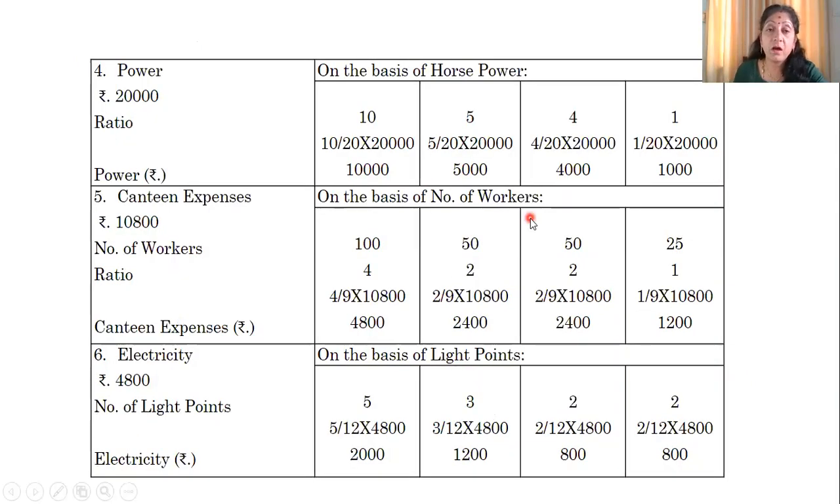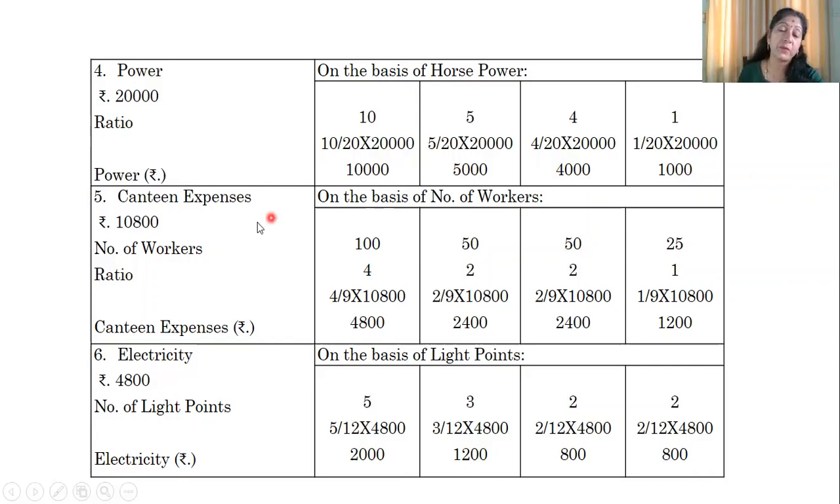Next, power on the basis of horsepower. That is 20,000. The ratio is 10:5:4:1. 10 divided by 20 into 20,000 will get 10,000. 5 divided by 20 into 20,000, 5,000. 4 divided by 20 into 20,000, we will get 4,000. 1 divided by 20 into 20,000, we will get 1,000.